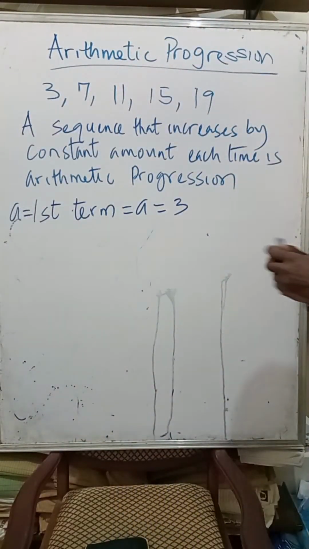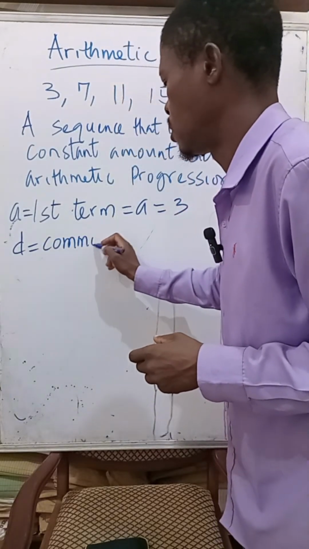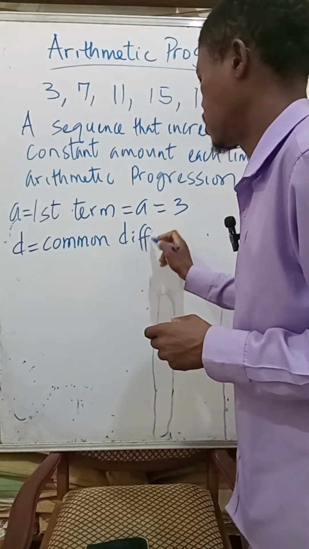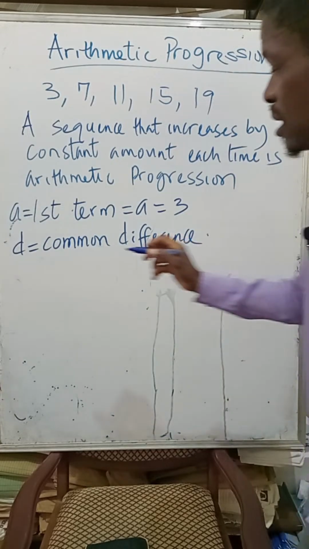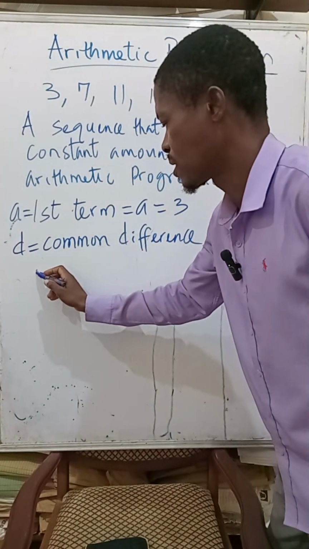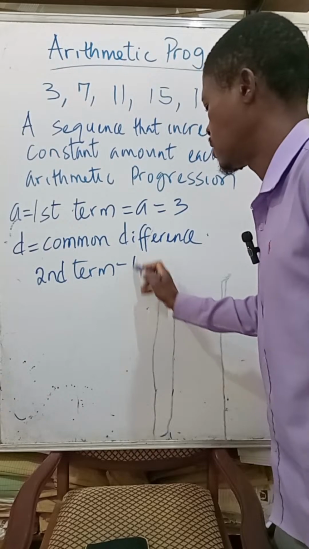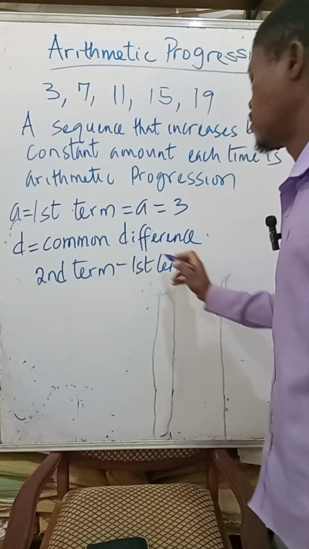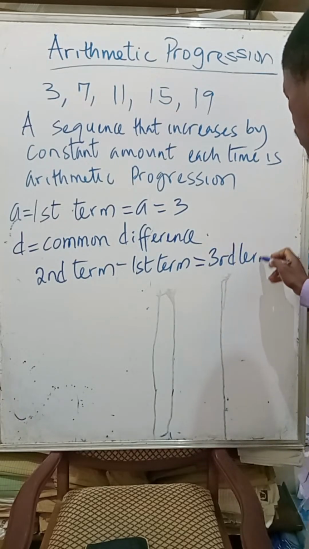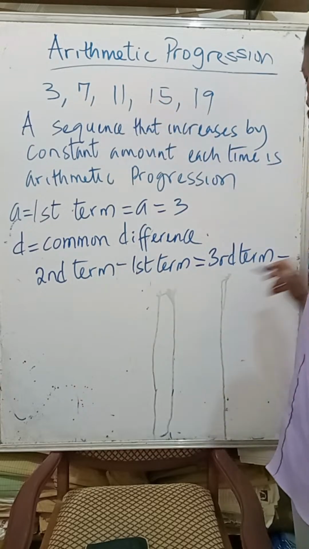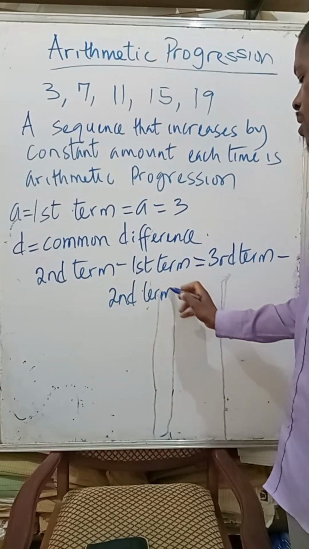Then another thing you need to note is what we call the common difference. Common difference is D, which is the increment, which is the second term minus first term, which must also equal the third term, the third written number, minus the second term. And it goes on like that.